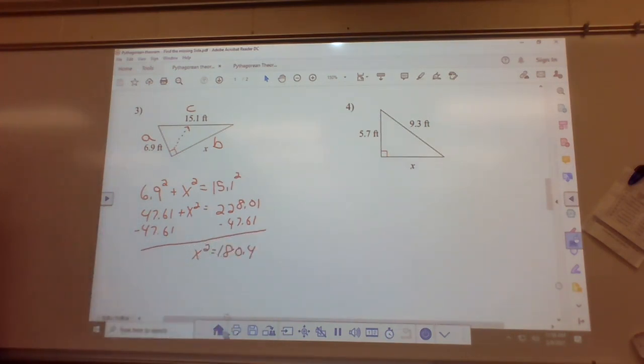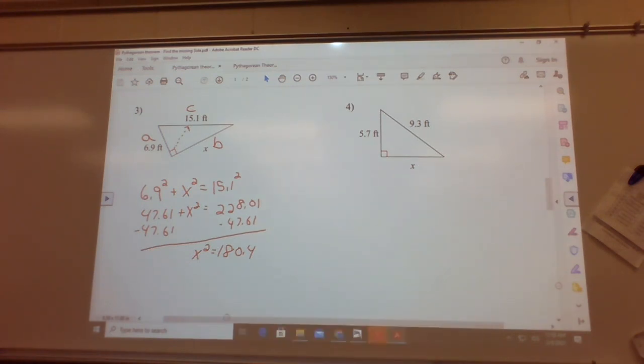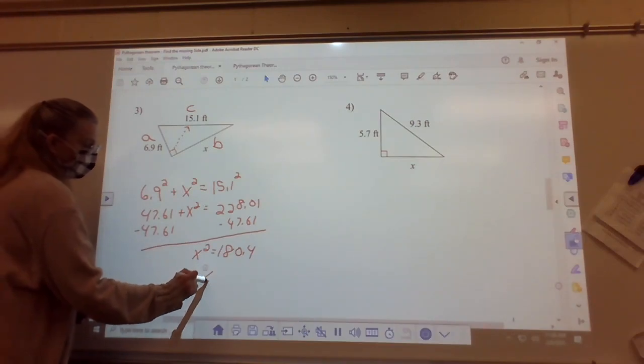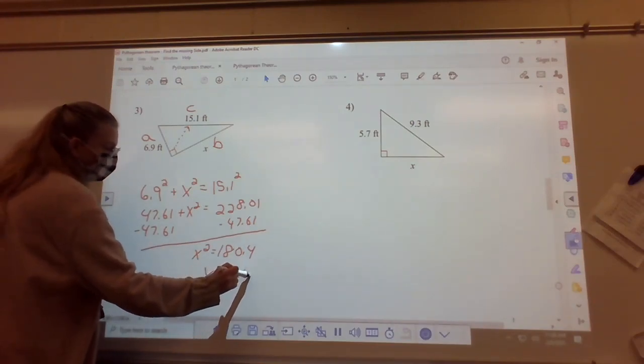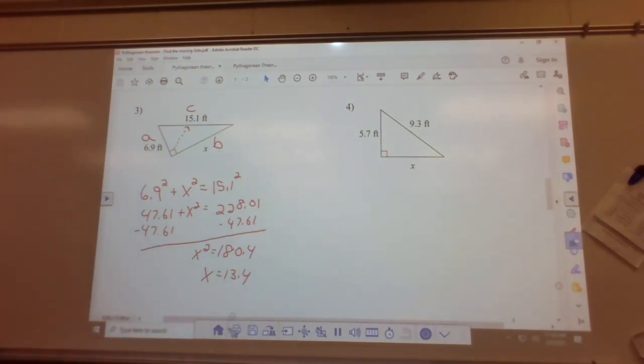So I get X squared equals 180.4. Now you're going to take the square root the same as we did before. So the big thing is because we needed one of the legs, I'm going to have to subtract those two numbers, then take the square root. And I got 13.4. So 13.4 was my missing value. Would you have to say 13.4 squared or just leave it as 13.4? It's just 13.4. It's not squared. We took the square root.